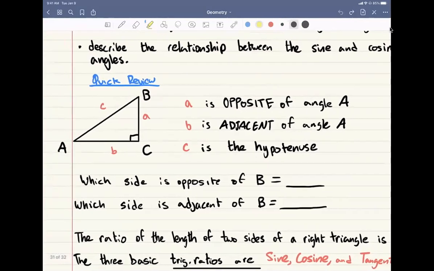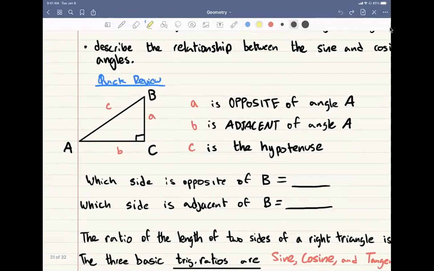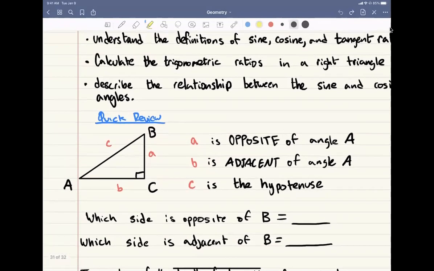All right, so this is some quick review. It's not really a review if you have never seen this before, but let's start with this triangle, A, B, C. We say that little a is the opposite of angle A because it's directly across from it. You see how it's on the other side? So this side segment right here is opposite of A. We say that B, this side right here, is adjacent to angle A because it's right next to A.